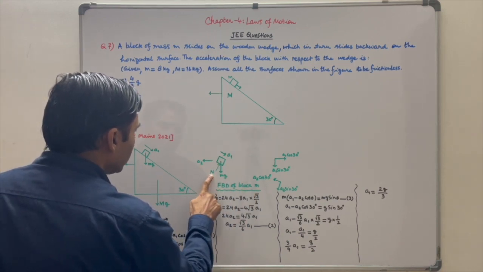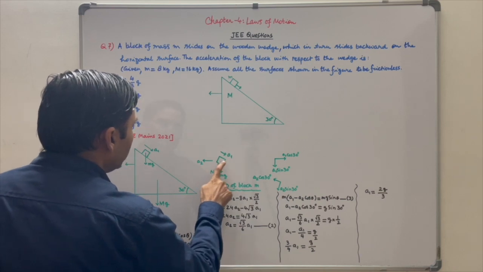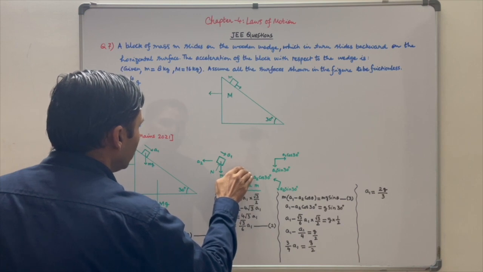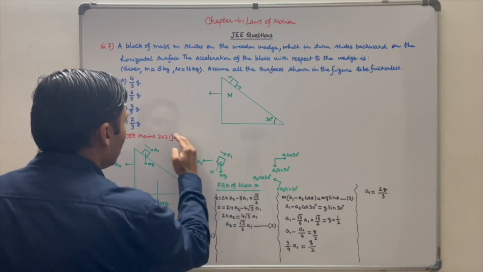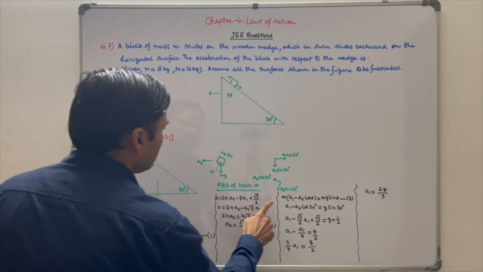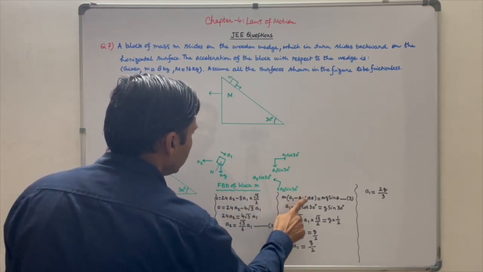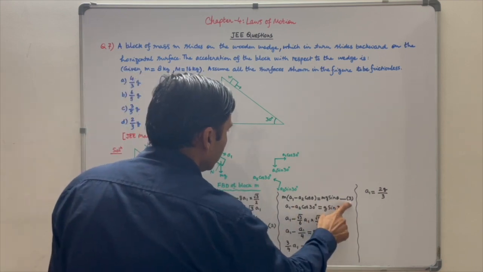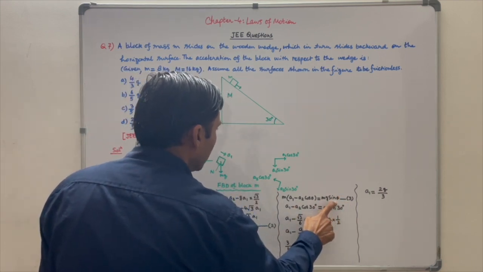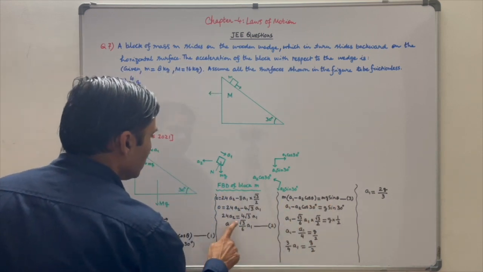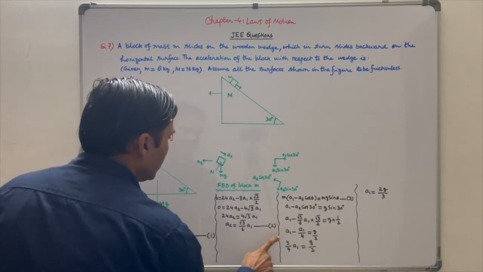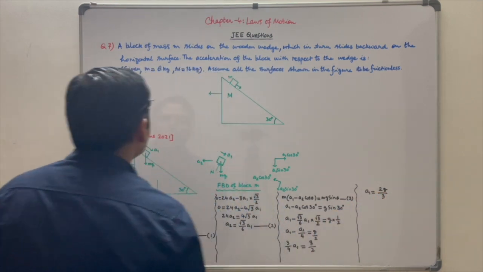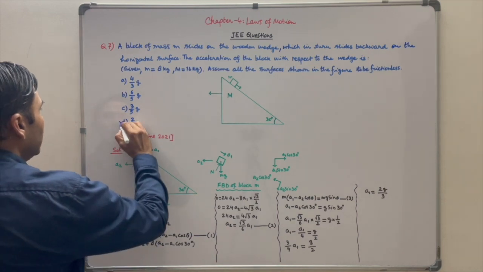N is normal reaction applied by the plane. Net acceleration that will work along the plane, that is along the direction of motion, will be a1 minus a2 cos theta. So we can write equation of motion as m into a1 minus a2 cos theta is equal to mg sin theta. This is equation number 3. Now put the values of theta as 30 degrees and a2 is equal to root 3 by 6 a1. We get value of a1 as 2g by 3. This is our answer. So the correct option is option D.